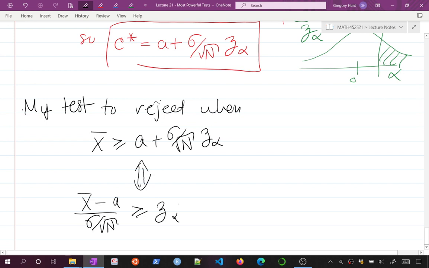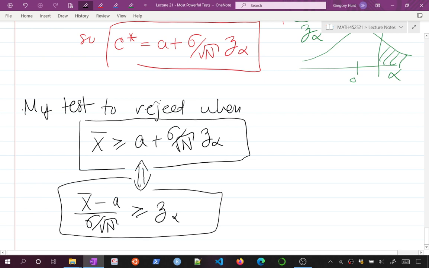You look it up, you find it's like 1.64 or 1.9 something, right? It's just some threshold. So either of these are kind of equivalent versions of the test, and they both have nice interpretations. Basically, I'm going to reject. I particularly like this first one because it's basically like I'm going to reject if x bar is bigger, not only bigger than a, but sufficiently bigger than a. It's z alpha times the standard error of x bar bigger than a.